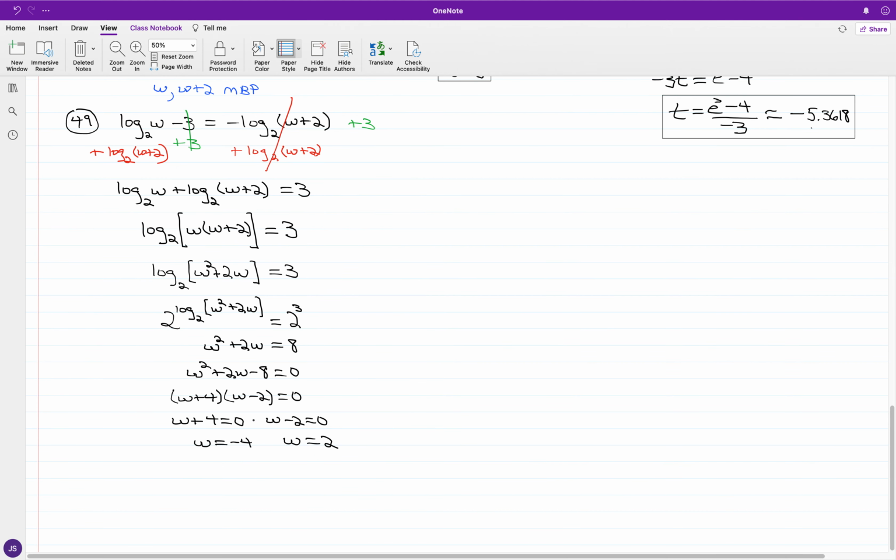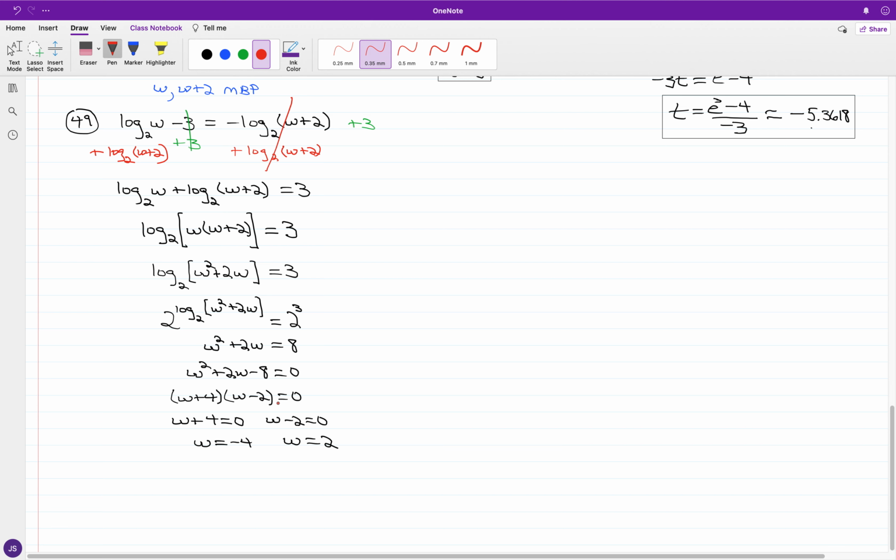Okay, so if w is negative 4, well guess what? The restrictions will be that w and w plus 2 must be positive. And guess what? Negative 4 falls short because negative 4 is negative. Negative 4 plus 2 is also negative. So negative 4 is going to strike out. Whereas 2 is positive. 2 plus 2 is 4, also positive. So in this equation, there's only going to be one solution, and that is going to be with w equal to 2.